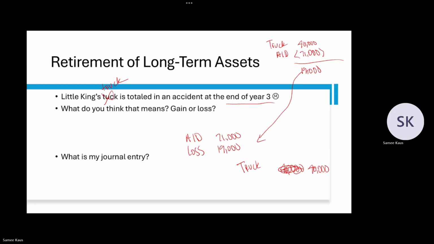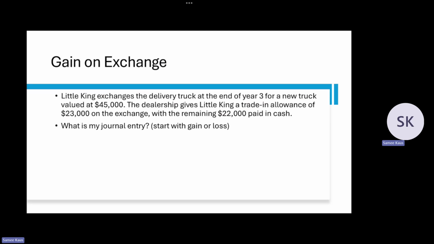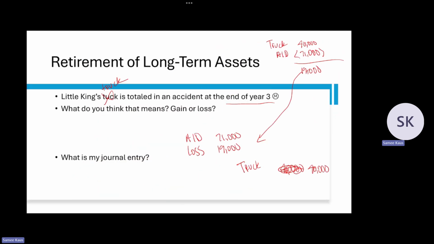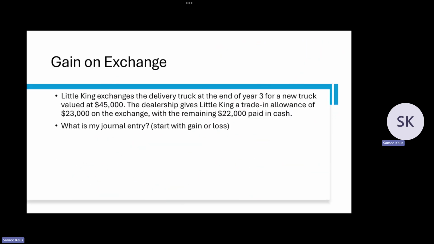Okay. So now we've kind of gone through, let me go back to the original slide. We've gone through selling at a gain or a loss. So maybe I'll write that out. Gain/loss. I have retirement. I'm just getting rid of it. And now I have the exchange that I need to think about. So I go to the dealership and I'm like, hey, I have this truck. I want a new one. Can we figure out a deal here?